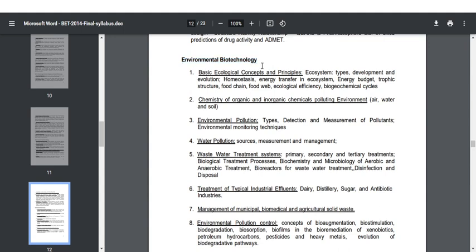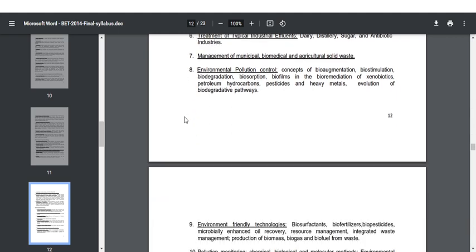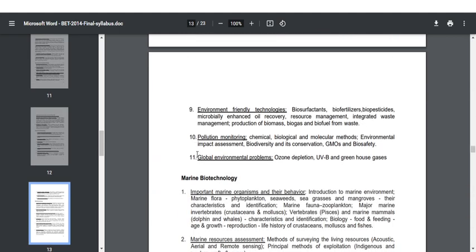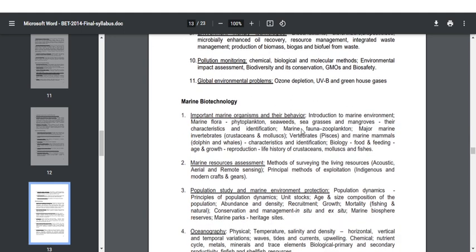You can expect 4 to 5 questions coming from environmental biotech. There are no textbooks available for environmental biotech. I managed with notes taken from Google only, so it is easy for you to prepare. It will hardly take you 5 to 6 hours to prepare the entire unit. Just concentrate on environmental pollution and how industrial effluents are treated. Next, you need to know about environment friendly technology, pollution monitoring, ozone depletion and greenhouse gases.